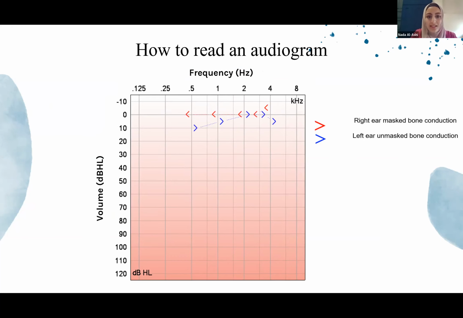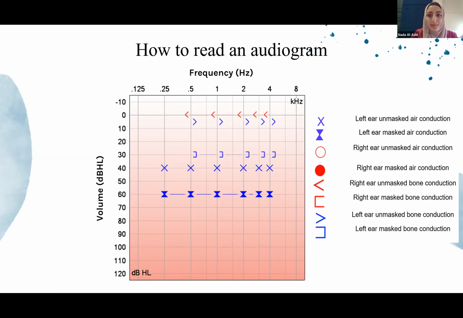All right, and this is what bone conduction testing looks like on an audiogram. So it looks like kind of a little bracket. So again, red is for right and blue is for left. And these are all unmasked thresholds that we're looking at, but we'll get to masking a bit later on.